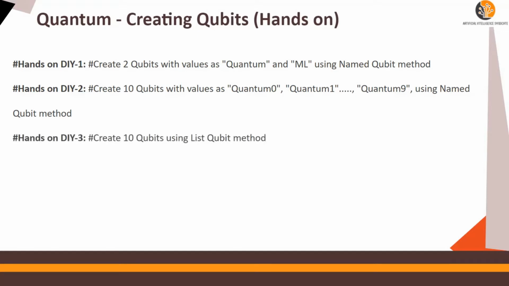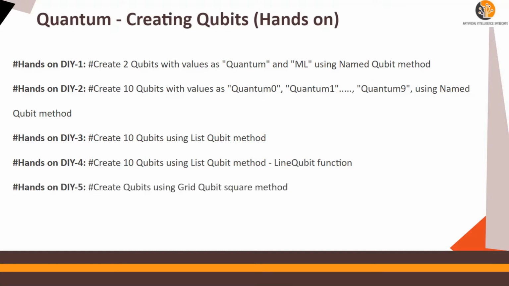Hands-on number 3: create 10 qubits using the list qubit method. Again, pause the video. All right, try hands-on DIY 4: create 10 qubits using the list qubit method. However, in this hands-on, you're going to use the line qubit function. Please pause the video, try it yourself.